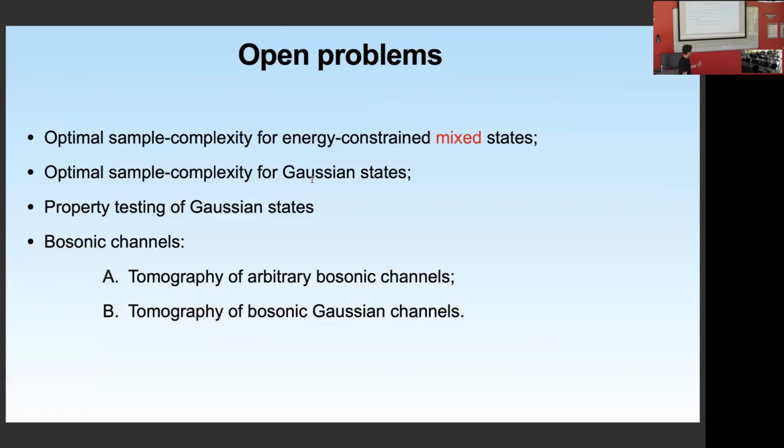And there is a list of open problems, for example, to determine the optimal sample complexity for the mixed case, also the optimal sample complexity for Gaussian states, and maybe also property testing of Gaussian states, deciding whether a state is Gaussian or epsilon far from being Gaussian. And then also one can ask the same thing for bosonic channels. So tomography of arbitrary bosonic channels, maybe with respect to the energy-constrained diamond norm, or also tomography of bosonic Gaussian channels. Okay, thank you.